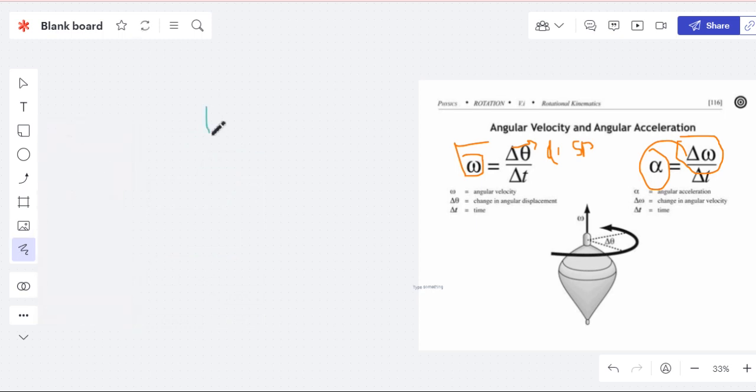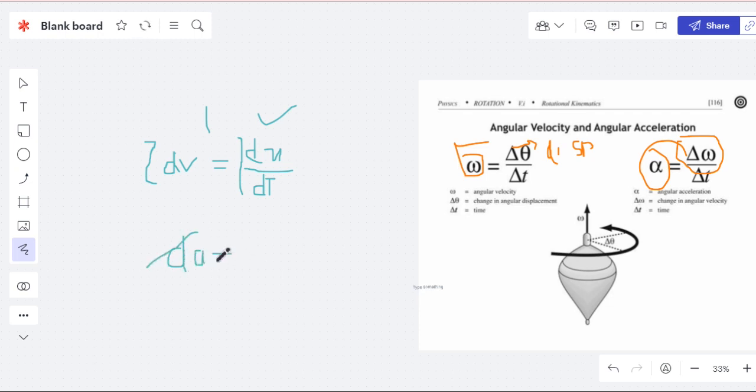Now we know that the velocity, dv, is equal to dx upon dt, which means the velocity is the rate of change of displacement. Now I'm going to do the integration here, and we know that the area under the velocity-time graph is displacement. And same as for this as well.